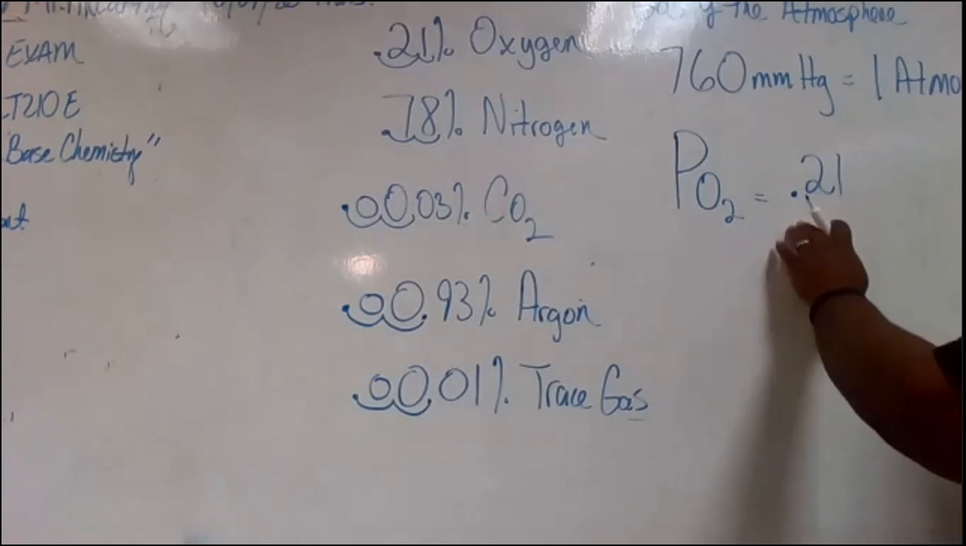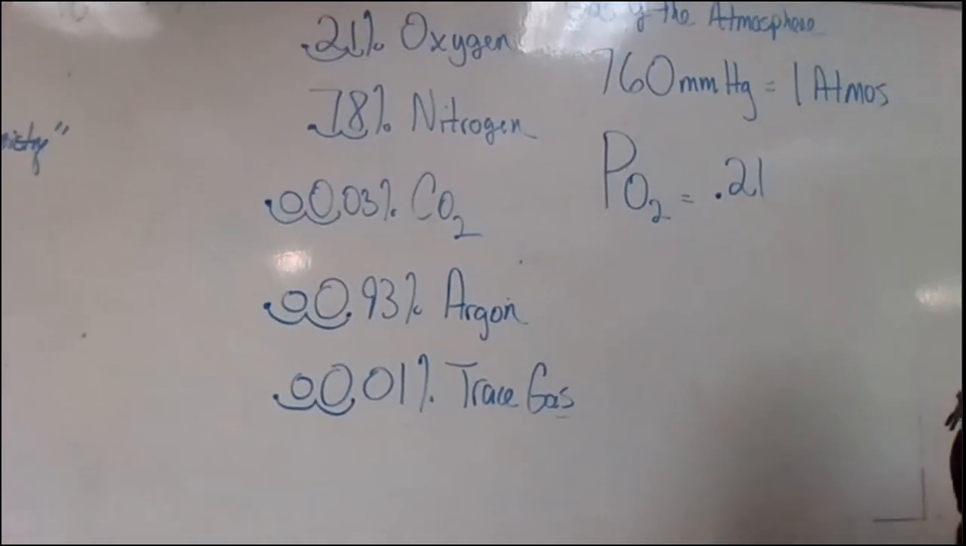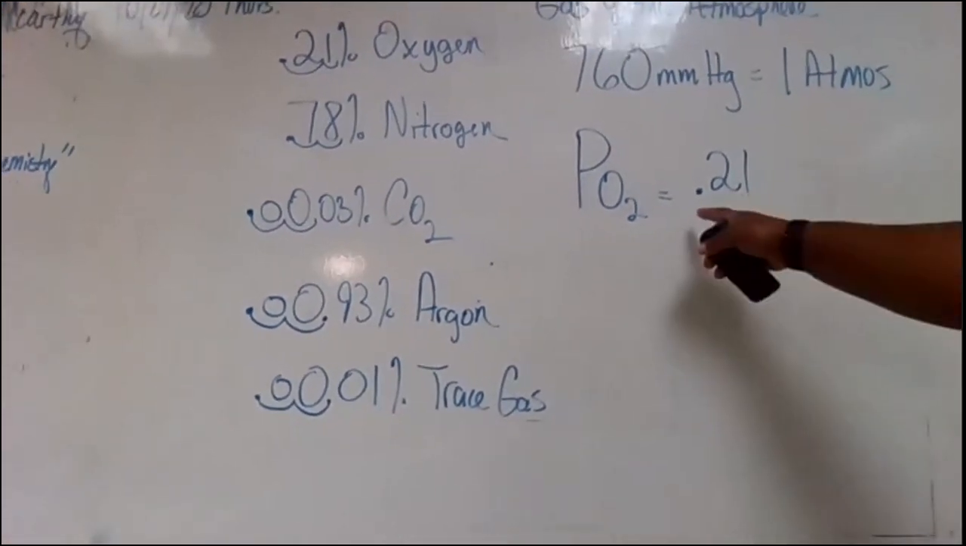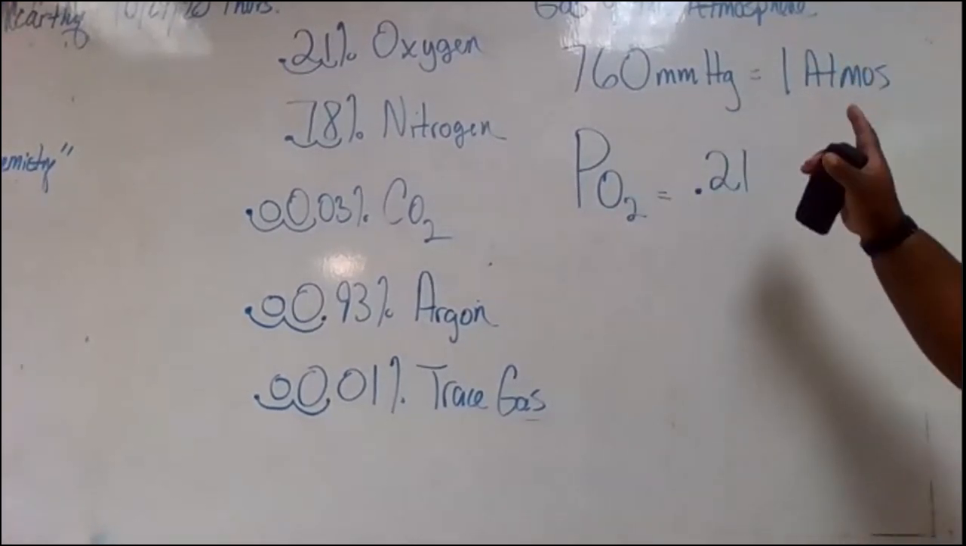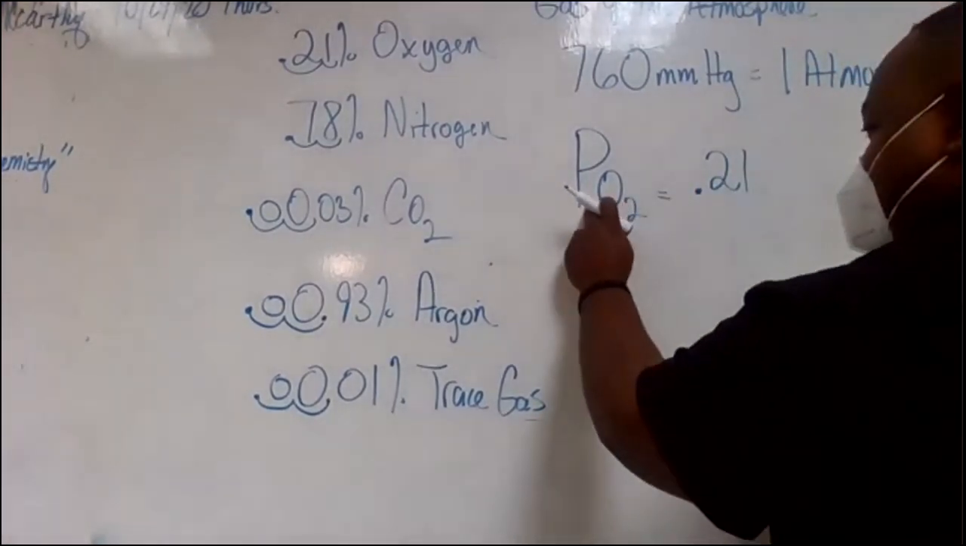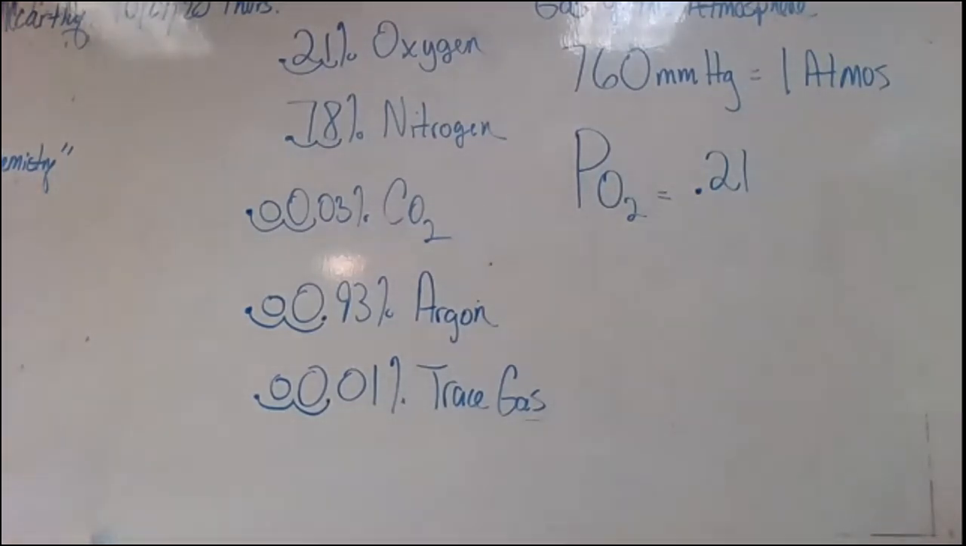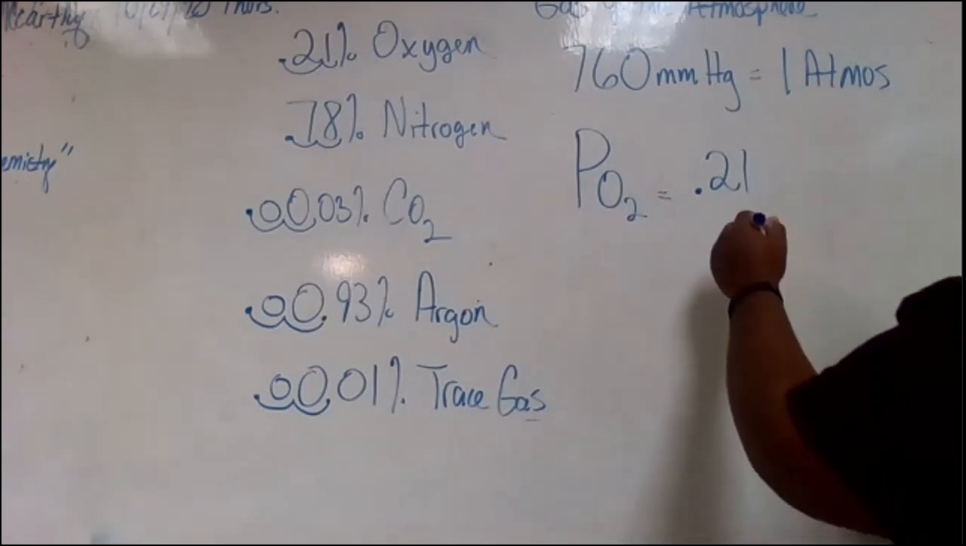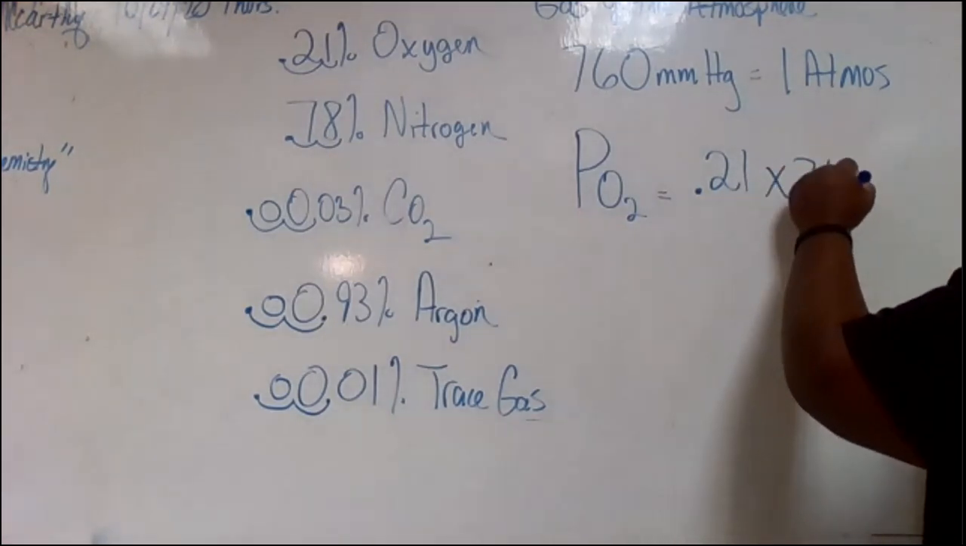Now I can tell you what the pressure is. 0.21, which is oxygen. We're doing the pressure of oxygen in the atmosphere. Notice I didn't put an A right here because I'm not talking about arterial or alveolar. Big A is for alveolar and little a is arterial. I'm just talking about the pressure out here in the air. So 0.21 times 760 is what?